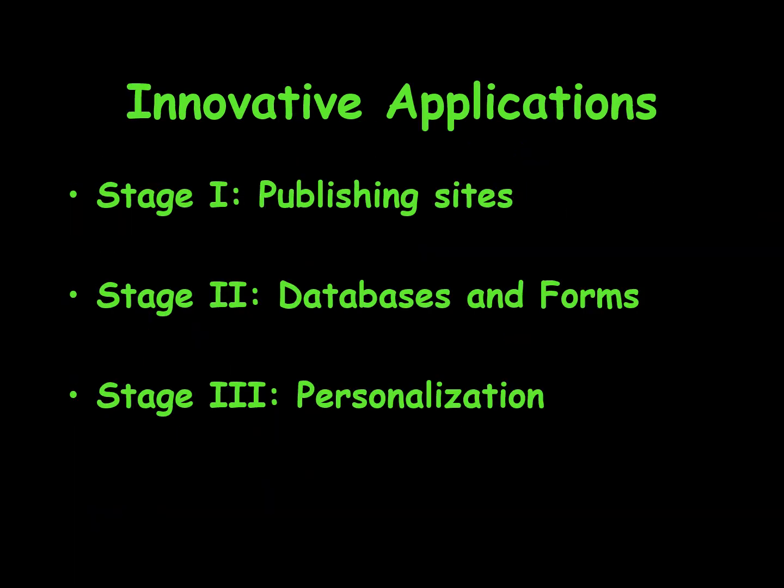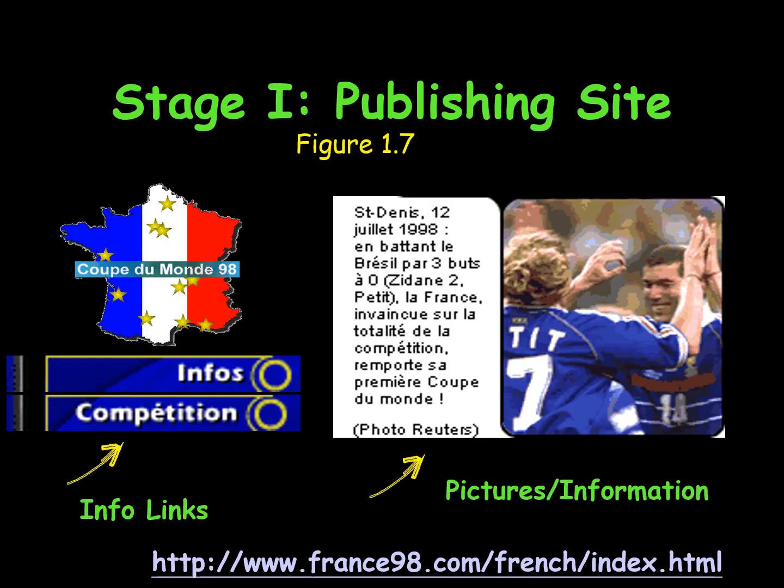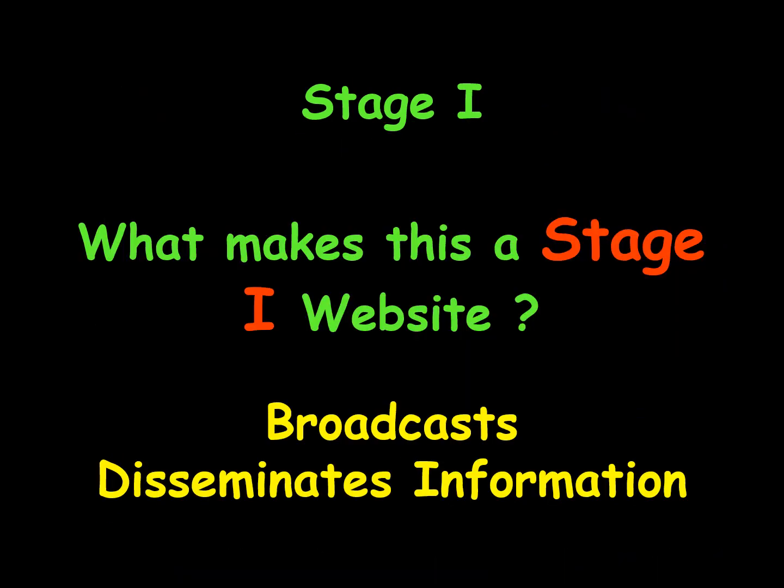Innovative applications: Stage 1, Stage 2, and Stage 3. Basically, Stage 1 is publishing sites, Stage 2 is database and forms, and Stage 3 is personalization. Let's move further. Stage 1, publishing sites. On the left side you can see info links, info and competition, and on the right side you can see pictures and information. Basically, what makes this a Stage 1 website? Broadcast disseminates information.